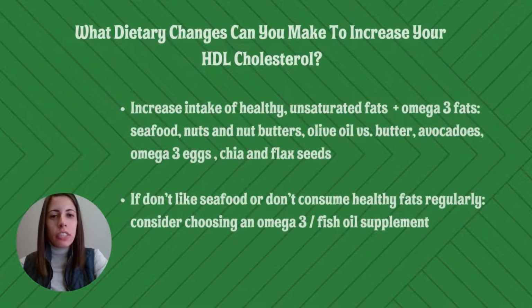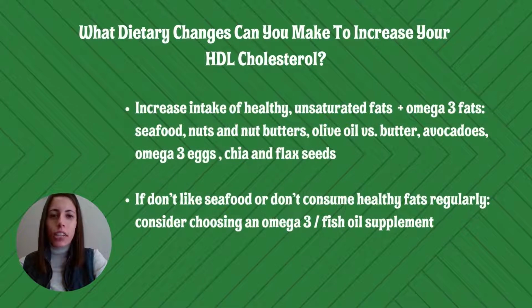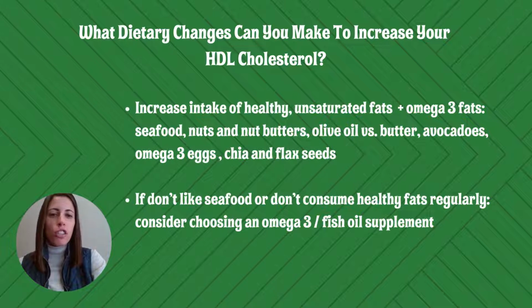So what dietary changes can you specifically make to increase your HDL cholesterol? This is similar to the triglyceride recommendation. You want to increase your intake of those healthier unsaturated fats plus omega-3 fats. So things like seafood, nuts and nut butters, olive oil versus butter. Avocados are a really great source of healthy fat. Omega-3 eggs are also out there on the market as an easy addition for those healthy fats, and also plant-based sources like chia seeds and flax seeds. These are things that you can add into a lot of different things, smoothies, yogurt. It's in a lot of granolas and cereals too.